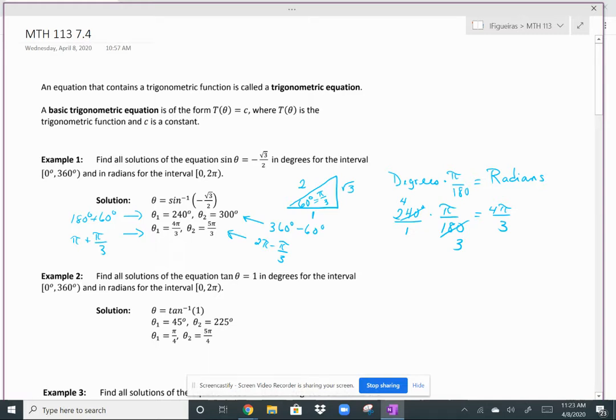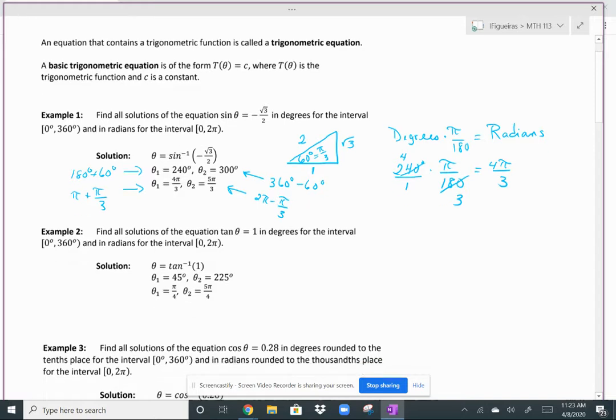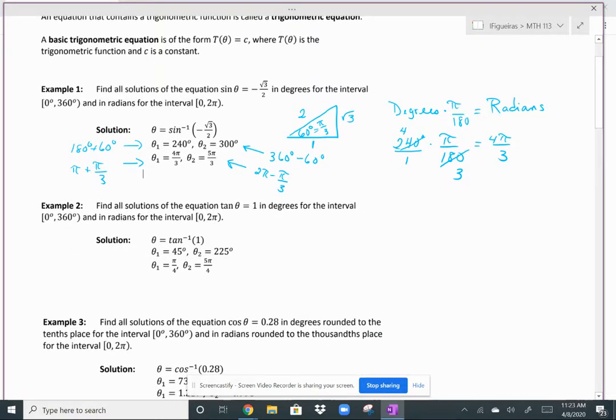All right, so here's another example. We want to find all solutions for the equation tan of theta equal to 1, in degrees on the interval from 0 to 360 and in radians on the interval from 0 to 2 pi. This should also be a familiar number, because tangent of an angle is equal to 1 when the angle is 45 degrees. That's because the adjacent and opposite sides are equal. So when you take the tangent, which is opposite over adjacent, you get 1.